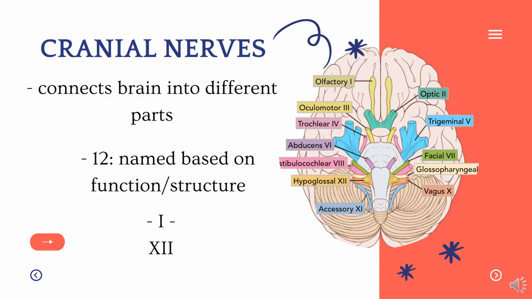The cranial nerves are pairs of nerves that connect your brain to the different parts of your head, neck, and trunk. There are 12 of them, each named for their function or structure. Each nerve also has a corresponding Roman numeral between 1 and 12.